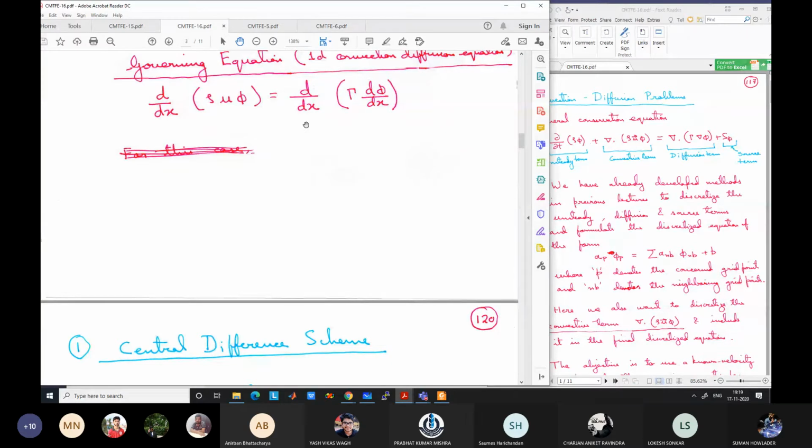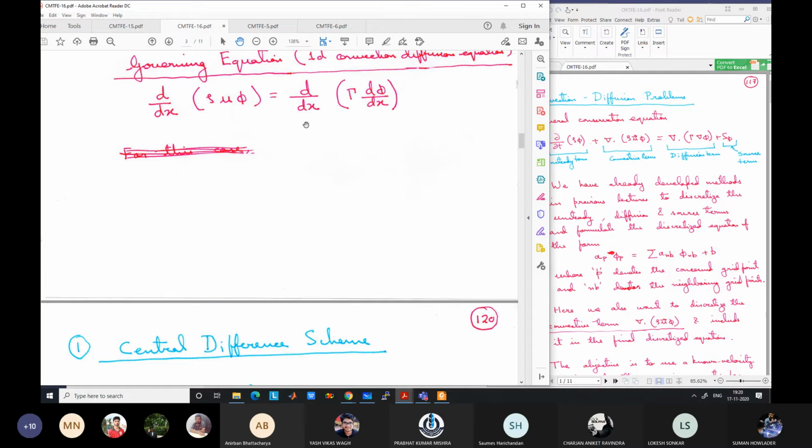So for this case, as some of you already know, there are very standard schemes which are used, and we will start with the simplest type of schemes and go on towards the more complex schemes which are nowadays used. We'll start with the most simple or most intuitive scheme, and gradually we will see some of the problems with those schemes and try to go towards more complex and more accurate schemes.